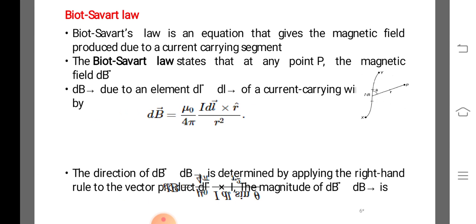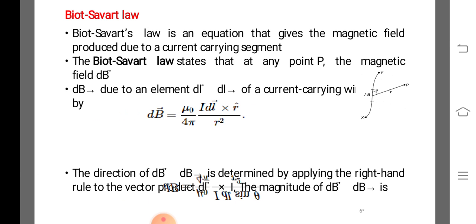One is line current, surface current, volume current. The first one is line current, the equation is H equal to line integral I dl cross a_R by 4 pi r square. Second, surface current, H equal to surface integral K dS cross a_R by 4 pi r square. Third, volume current, H equal to volume integral J dV cross a_R by 4 pi r square.